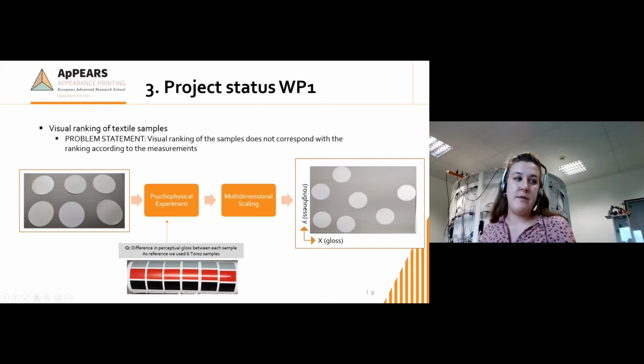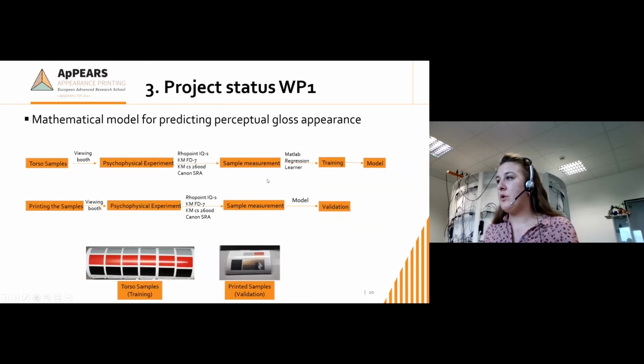And this is actually where we paused, because we didn't have time and we needed more help on that. But we decided to do a prediction model to predict how the observers would judge the gloss appearance.